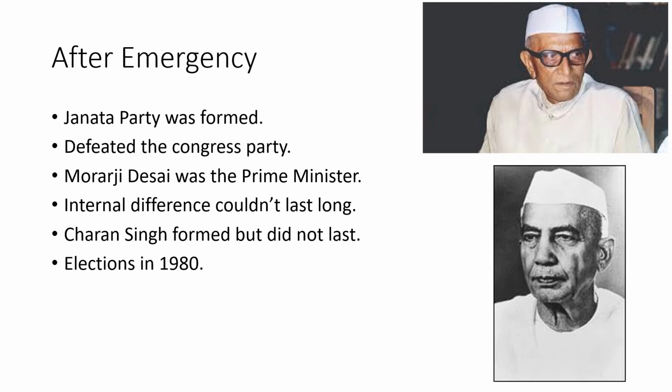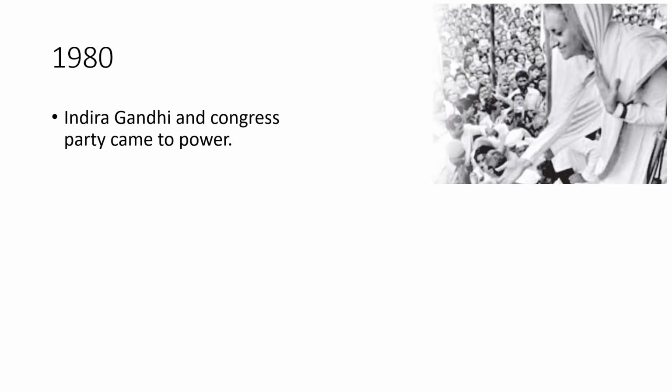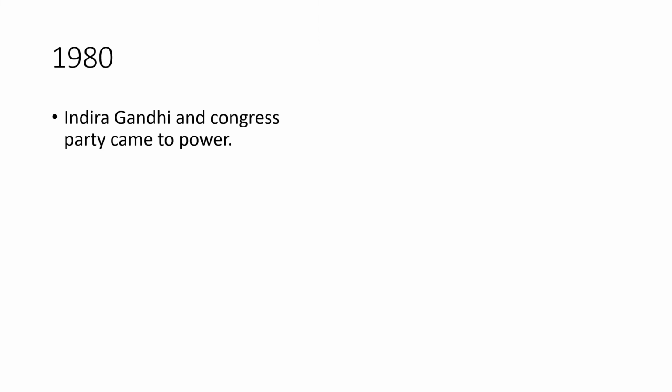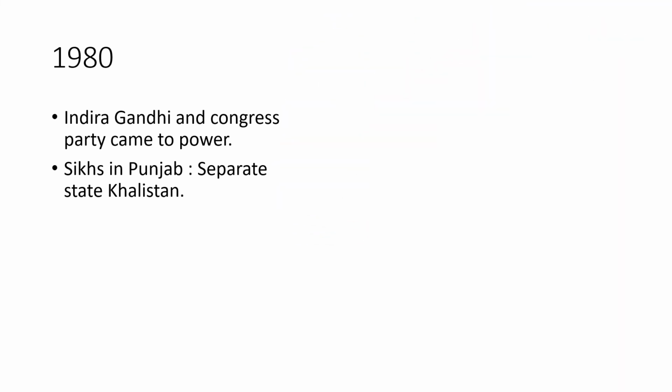There were elections again in the 1980s. In the 1980s, many important events started taking place. Indira Gandhi and the Congress Party came to power. In the meanwhile, the Sikhs in Punjab started demanding a separate state called Khalistan. They believed that Khalistan would be carved out of parts of Pakistan as well as India, saying that their language was different, religion was different, culture was different, due to which they wanted a separate state called Khalistan, which slowly grew into an armed struggle.